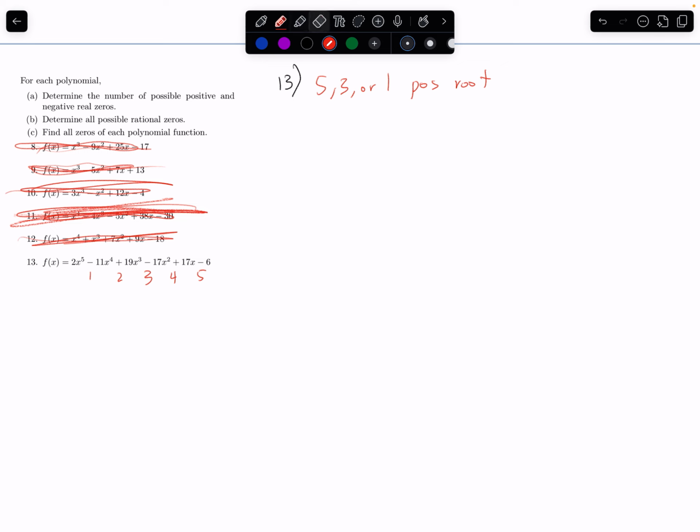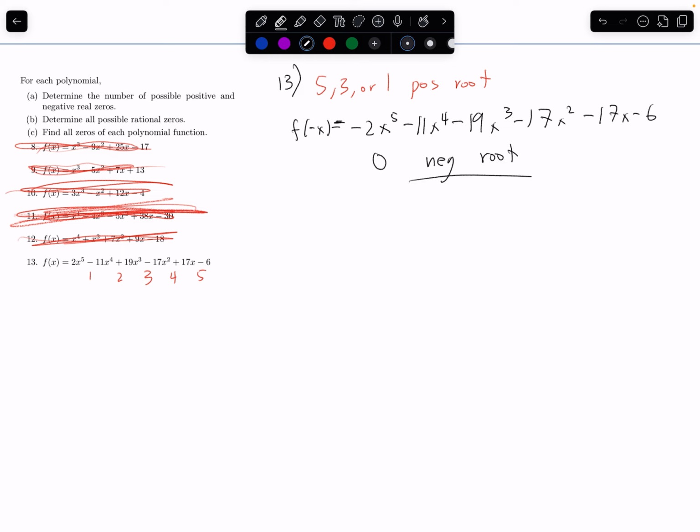Okay, now let's look at f of negative x. That would be negative 2x to the 5th minus 11x to the 4th minus 19x to the 3rd minus 17x squared minus 17x minus 6. No sign changes, which means 0 negative roots. That's useful information, because that means I don't even have to bother checking any negative roots.